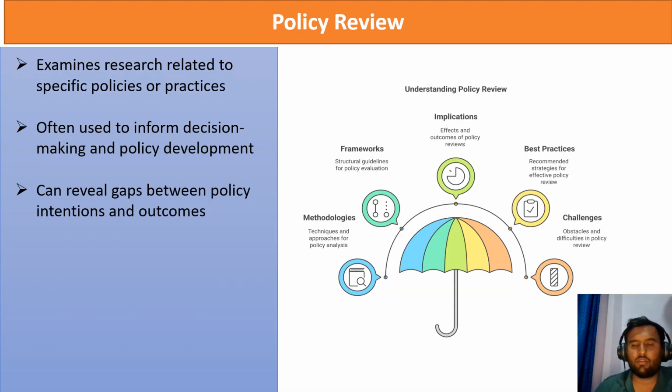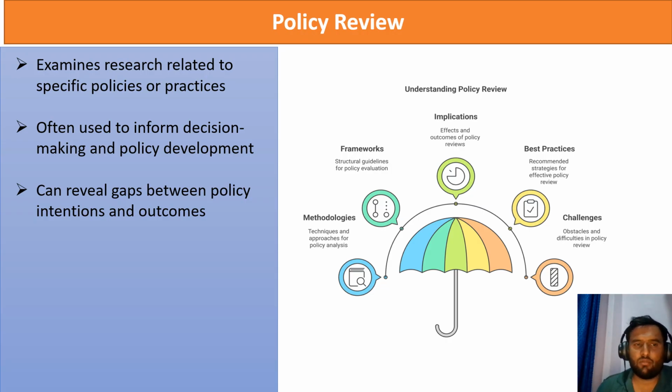Now another kind of literature review is policy review. Suppose we are going to conduct research in mathematics, so first of all we should examine the policies or practices of the current curriculum system, or the current CDC, or mathematics practice, mathematics trend. What policies are there related to that specific topic?